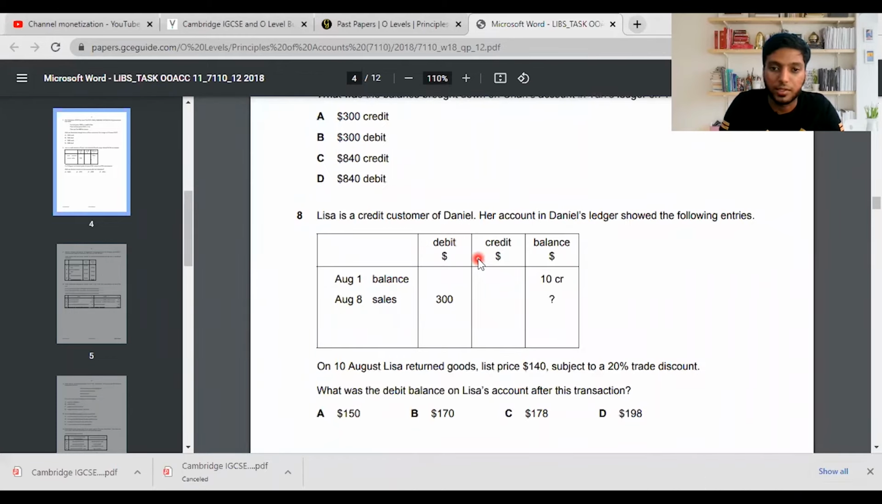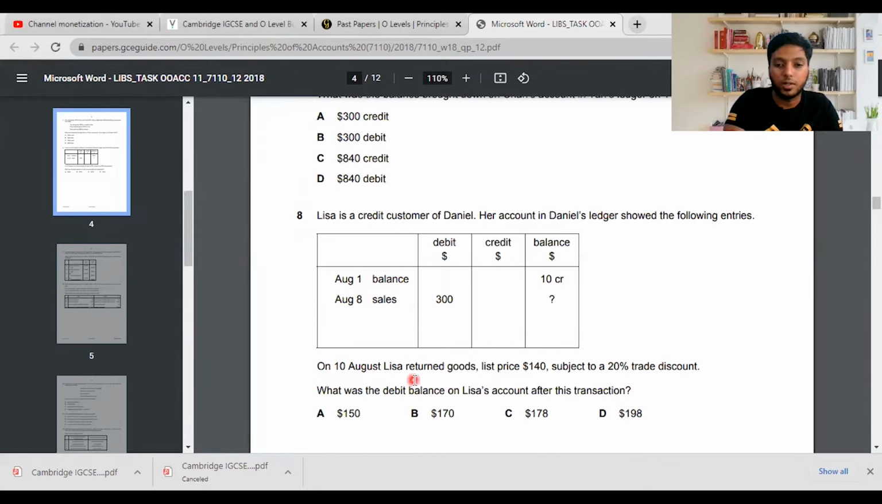showed the following entries. Now you need to understand one particular thing when you're doing this type of sum. Lisa is a credit customer of Daniel. Now, what are they asking? Are they asking from Lisa's account side or Daniel's account side? That's what you need to understand when you're doing this type of sum. Now, here they have given the debit and the credit balances and some balances. It's almost like a statement of account where you can find out the debit and credit and find out for which account the balance falls.